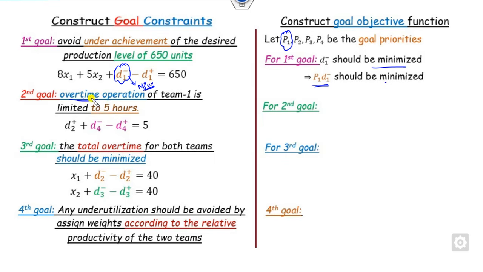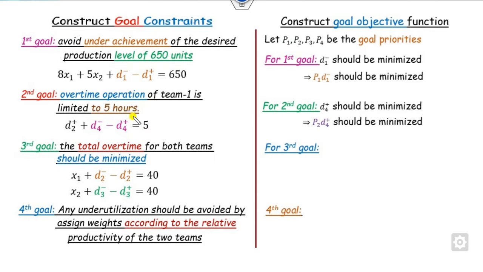What is overtime? Overtime operation of team 1 is limited to 5 hours. What is the meaning of that? Is it greater than 5 or less than 5? Which one makes you unhappy? You can easily see that it is limited to 5 hours, so your satisfied answer is less than or equal to 5. Whenever it is greater than 5, you are unsatisfied with this requirement. That means this D positive must be minimized. The second priority is P2, so this must be minimized.